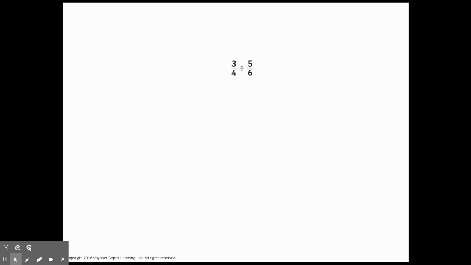Here's our first problem, 3/4 divided by 5/6. Remember that we invert or we flip the second fraction and then we multiply. So we're going to change 5/6 to 6/5. We change the division symbol to a multiplication symbol. Then we multiply across. The product is 18 out of 20.